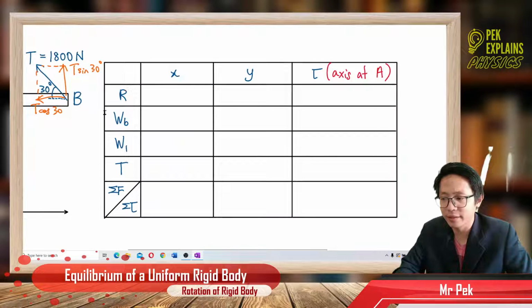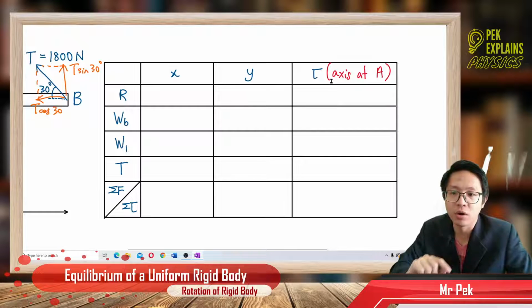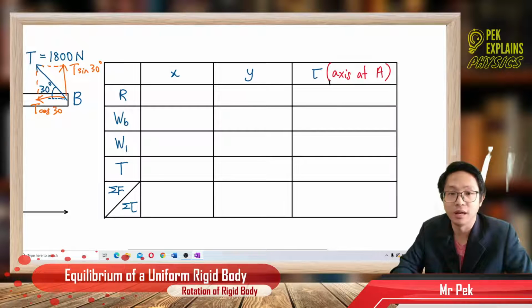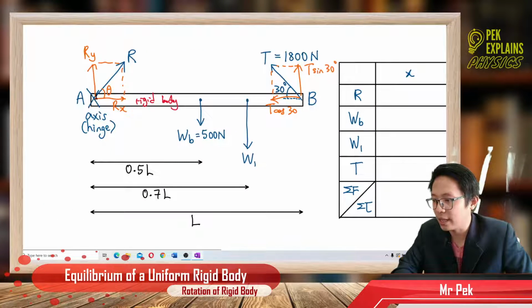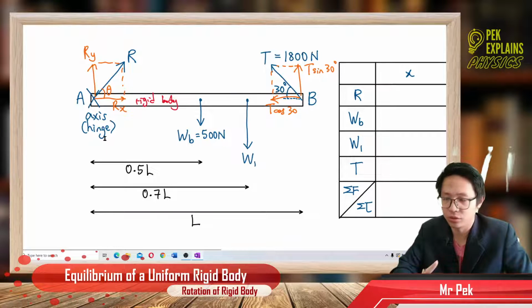Do you remember the table? All these tables have the x and y components. But this time, we have one extra column called the torque. For the torque, you need to have an axis of rotation. The axis of rotation is at A. A is the hinge. Why do we put this as the axis of rotation? Because this is the hinge.